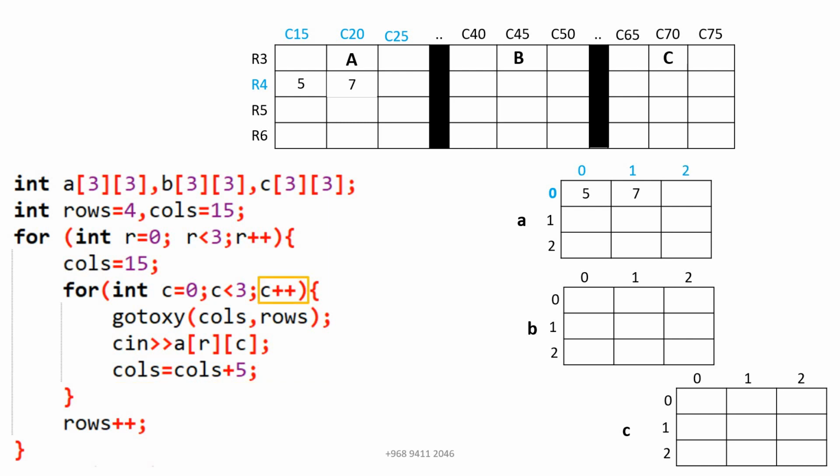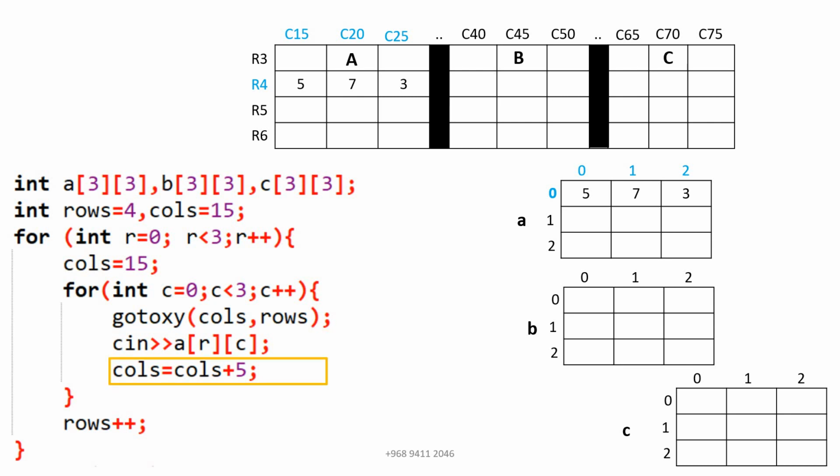Now the column position will become C25 and then it will increase the column index variable. Now gotoxy columns comma row. Columns means 25 and row is 4. It will reach there and take an input and store it into variable A of 0 of 2, meaning row index is 0 and column index is 2. In this way it is used to store the first row elements, all the elements in the first row.